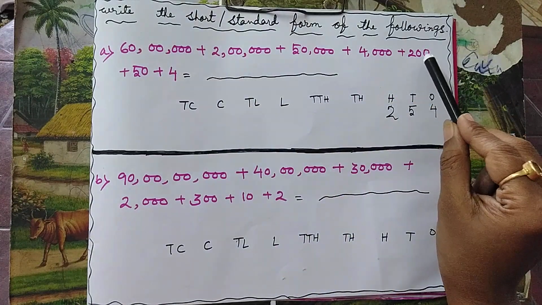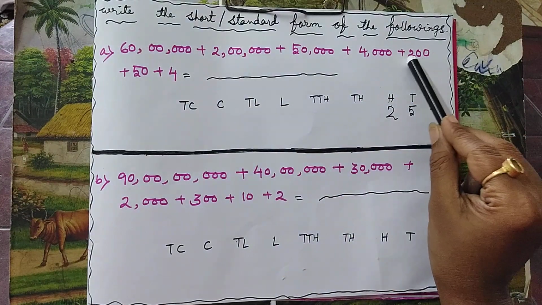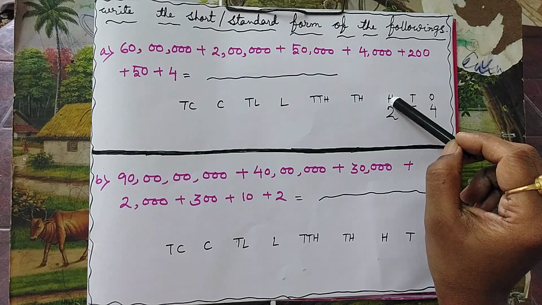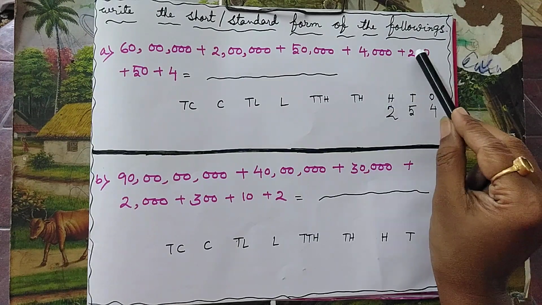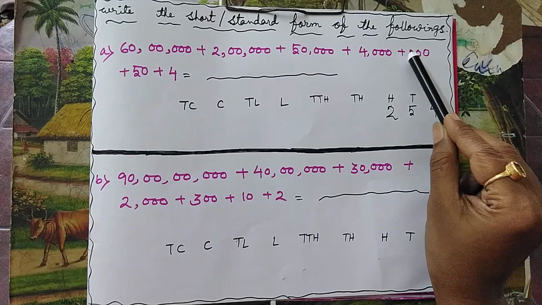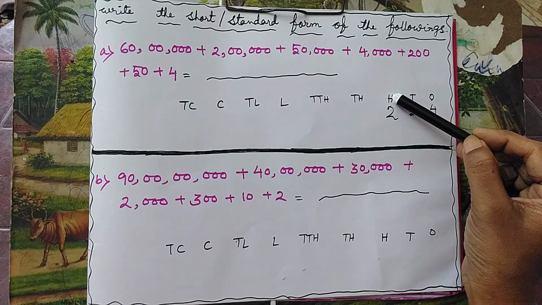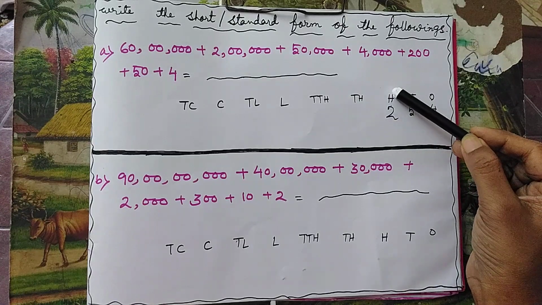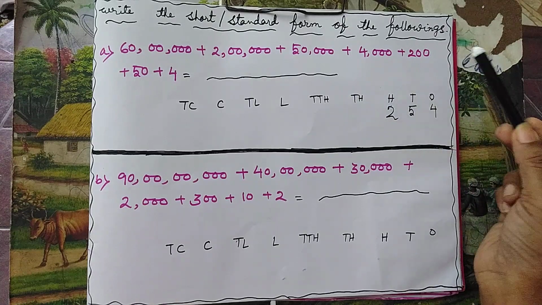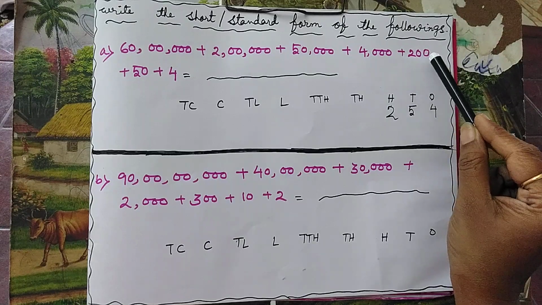Then go to this number, 200. In hundreds place, how many zeros are there? 2 zeros are there. So 2 zeros means it will go to hundreds place. So what is the digit? 2. 200 is equal to 200.